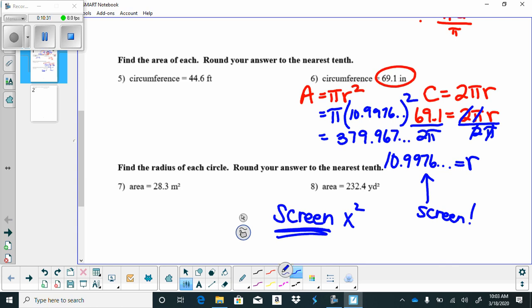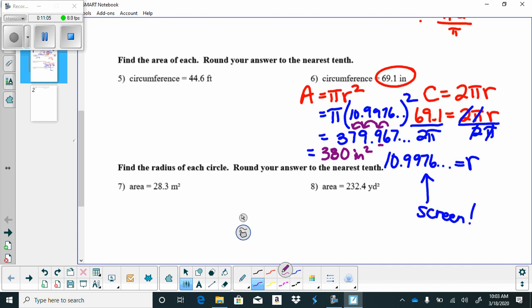379.967. So the area is 379... We're rounding to the nearest tenth. That makes that round up to a 10, which makes that round up to 80. So it's 380. That's 380 inches squared. Hopefully you got it right. If not, you need to rewind it and listen to number 5 and number 6 again.